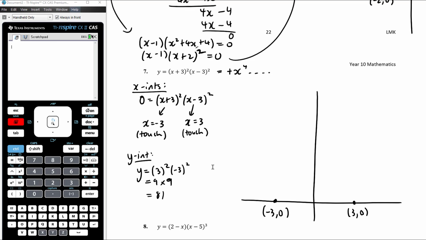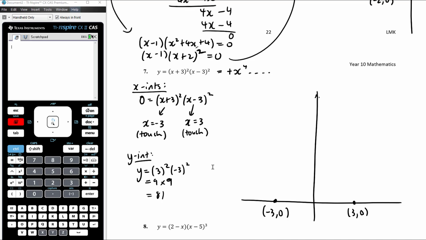Okay, so it's going to start up here, it's going to bounce here, it's going to come up here, it's going to have a big y-intercept. And actually in this case, because the x-intercepts are both symmetric about the y-axis, it will have its maximum turning point at that y-intercept. It's going to bounce again here, and it's going to finish up again because it's a positive quartic. Alright, so we've got that sense of what's happening.